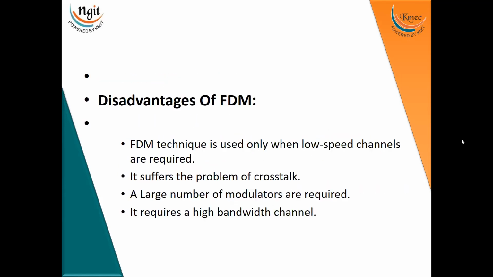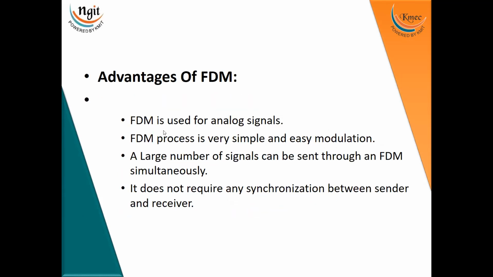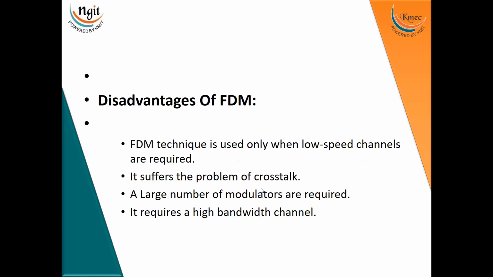What are the advantages and disadvantages of frequency division multiplexing? It is mainly used for analog signals. Whenever we have data transmission through analog signals, we use this. The process is very simple, with easy modulation, and a large number of signals can be sent. It does not require any synchronization between the sender and the receiver.